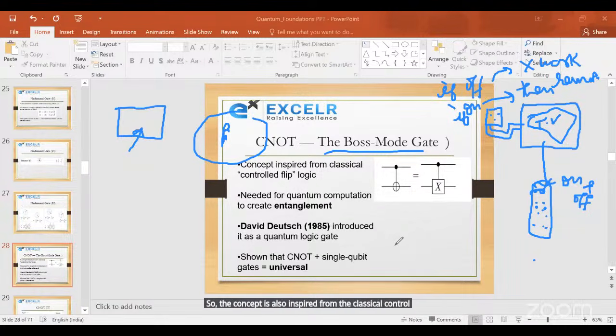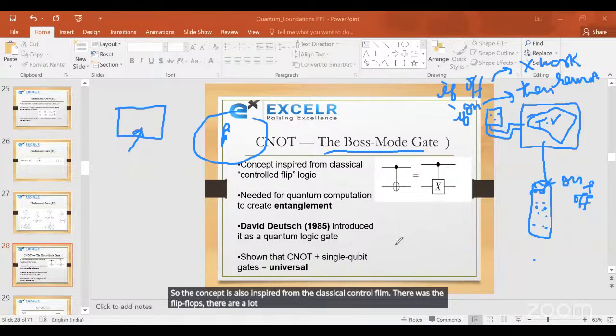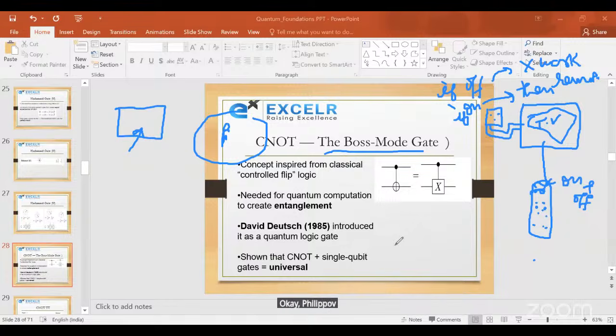There were flip flops. There are a lot of varieties of flip flops. We are taking feedbacks in the flip flops, we are cutting the feedbacks in the flip flop. There are latches. All these things are there in Boolean algebra. Flip flops and registers and all that.